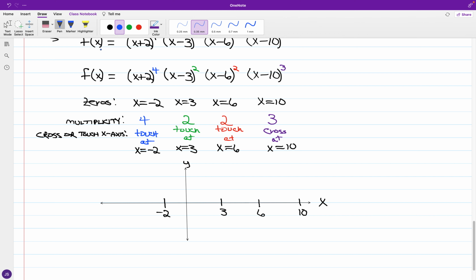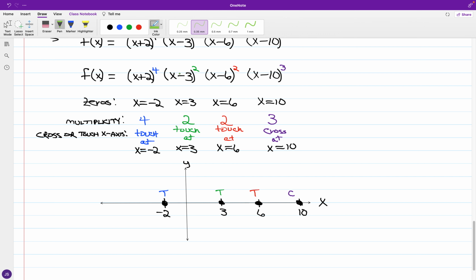Okay, so we have these zeros. These zeros are going to be x-intercepts. For what we have here, at -2 it touches, x equal to 3 it touches, x equal to 6 it also touches. And once we get to x equal to 10, it is then that the graph of the function is going to cross.